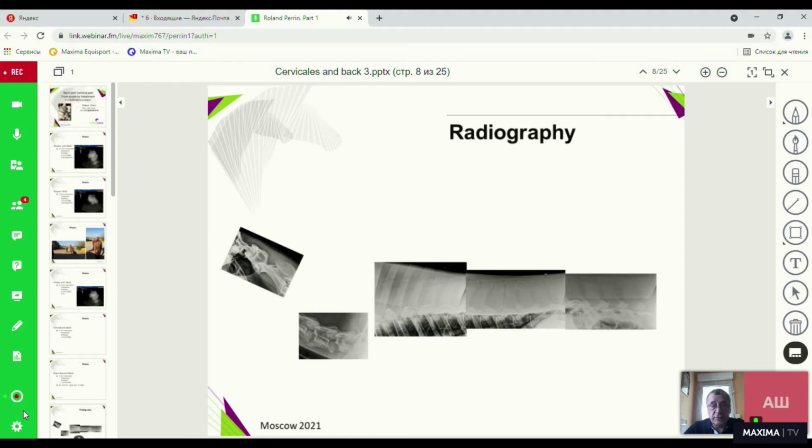So you can do radiography from the head to the first lumbar area.